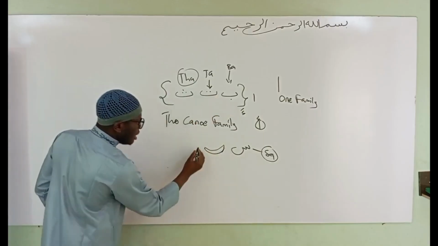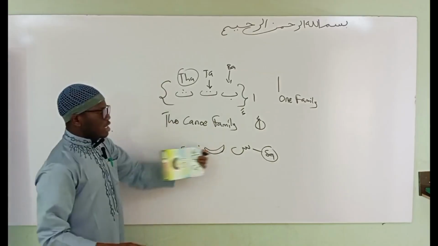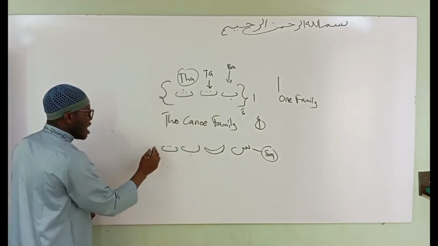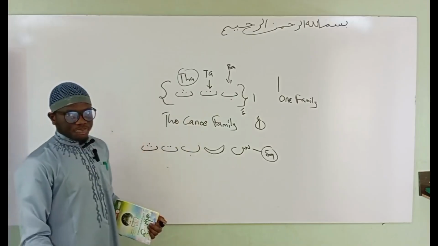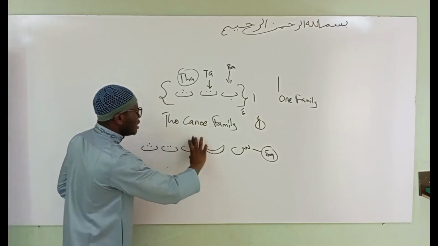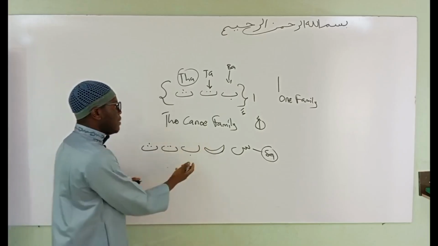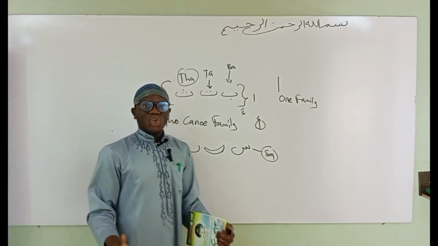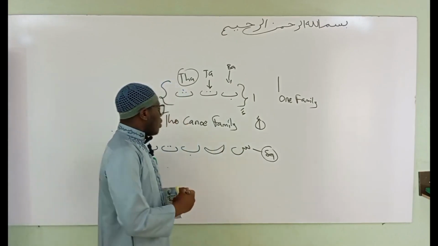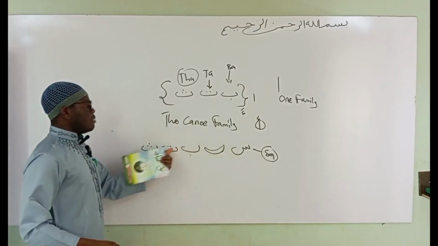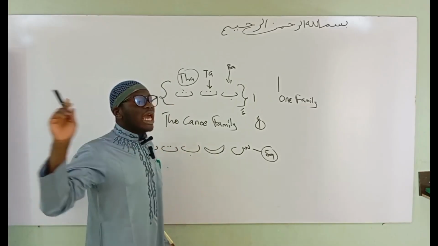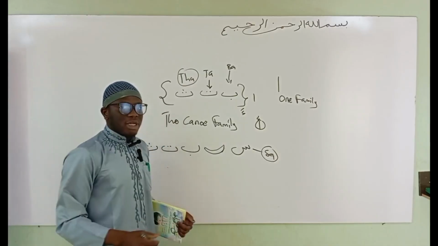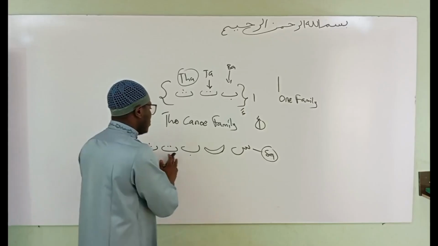If you take this bar like this, you can see they look alike. The ta, you can see they all look alike. The tha, the same thing. So this is the boat family or the canoe family, because they look like the shape of a canoe. That's why we call them the canoe family. So whenever you see this shape, you know, oh, the canoe, the ship we used to board. Oh, that's true, it looks like the ship family. You understand?